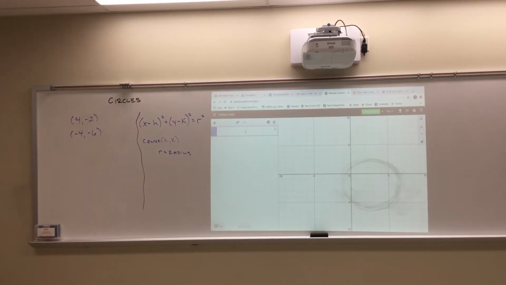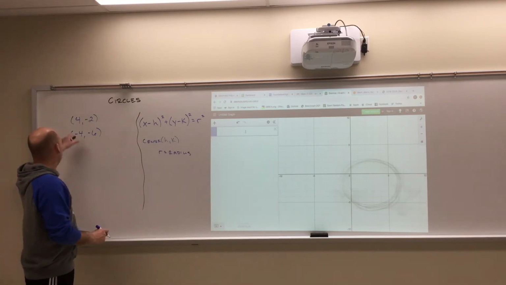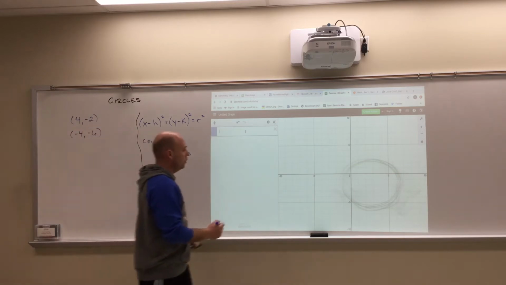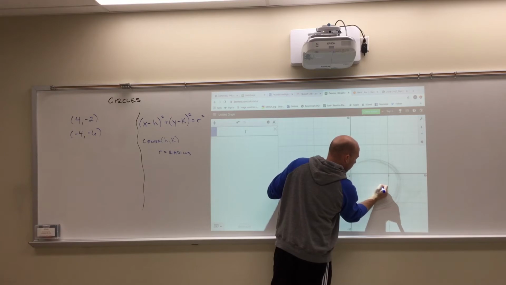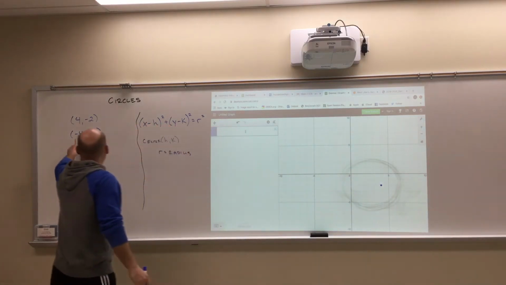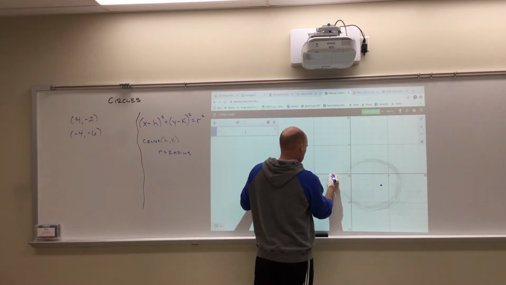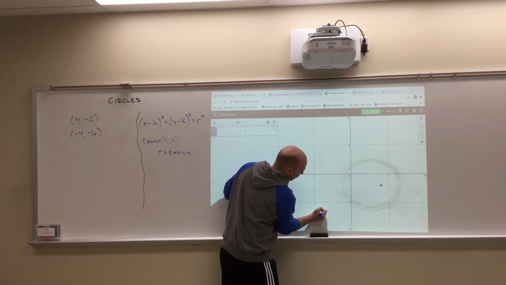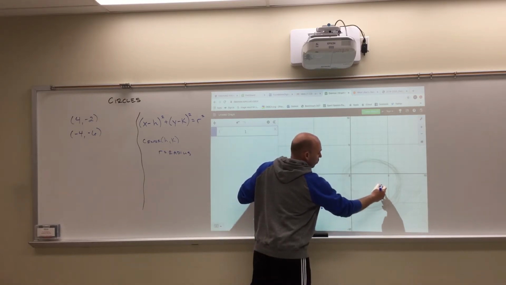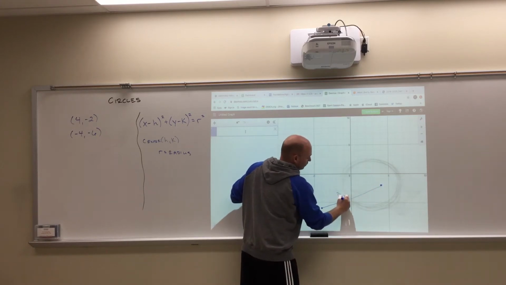So what happens if they give us 2 points that are on the circle, but not the center or the radius? All right, so if we go to graph (4, -2), so 1, 2, 3, 4, down 2, that point will be right there. (-4, -6), if I go -4, 1, 2, 3, 4, down 6, 1, 2, 3, 4, 5, 6, that point would be right there. And those would be 2 points on a diameter. So this line right here would be your diameter.